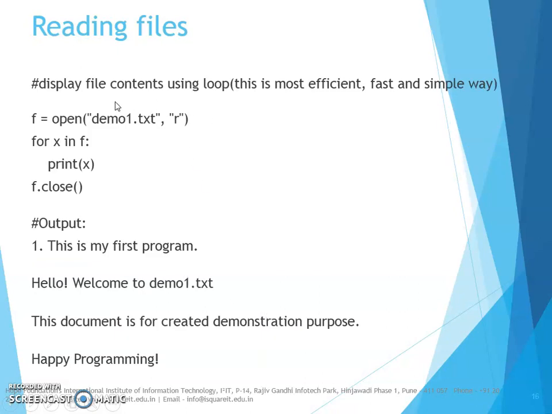Now, many methods we have studied to display the data. If you want to display the data, the most efficient, fast and simplest way is by using a loop. So we can open that file. Once we have an object of that file, we can write for x in f and print x. So it will print all the data from that file. And obviously at the end of the code, we have to close that file.